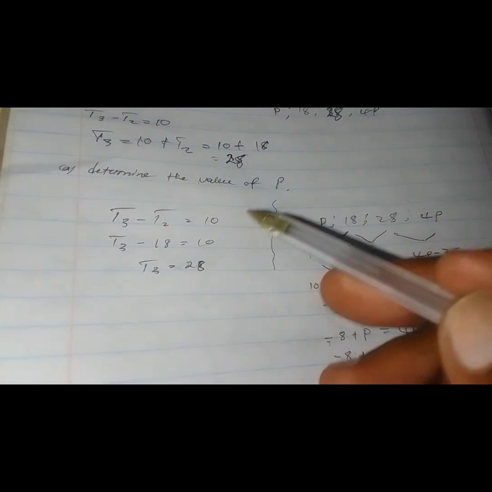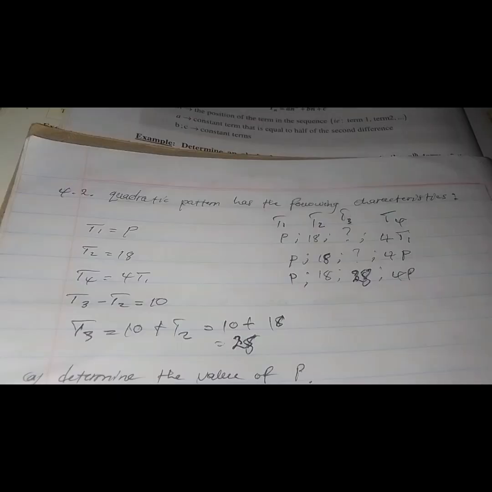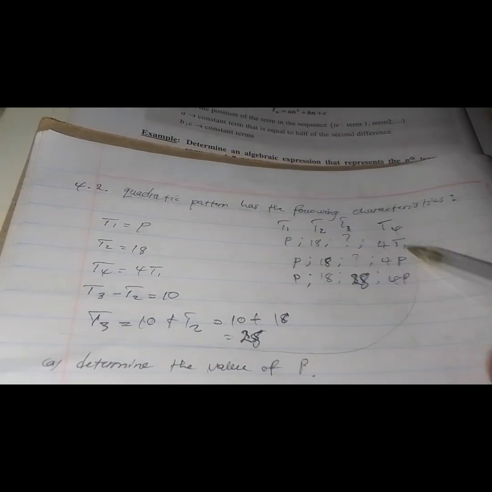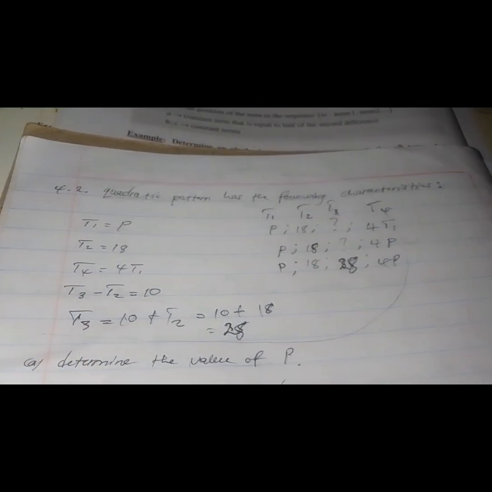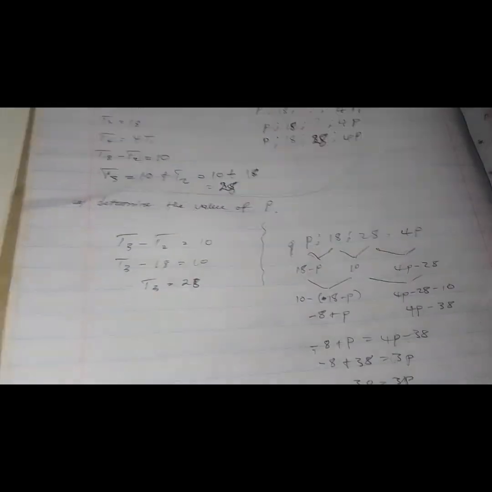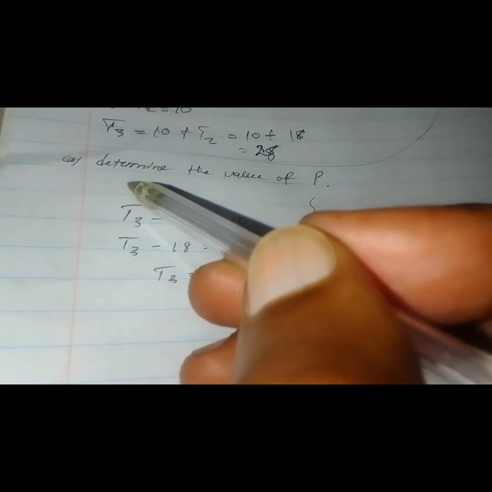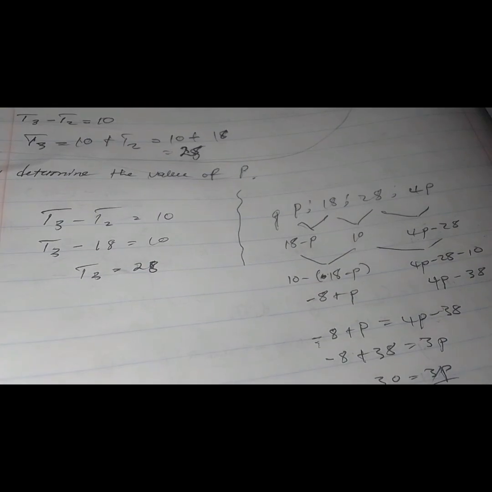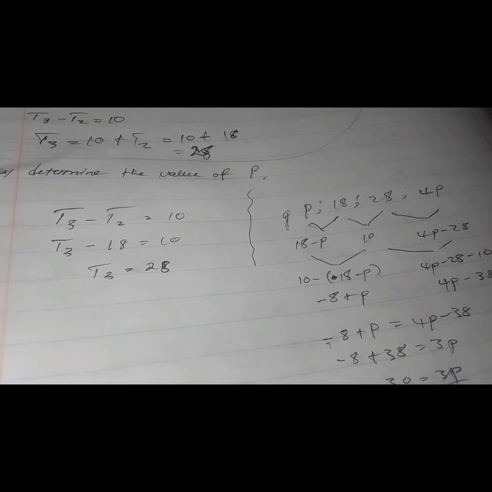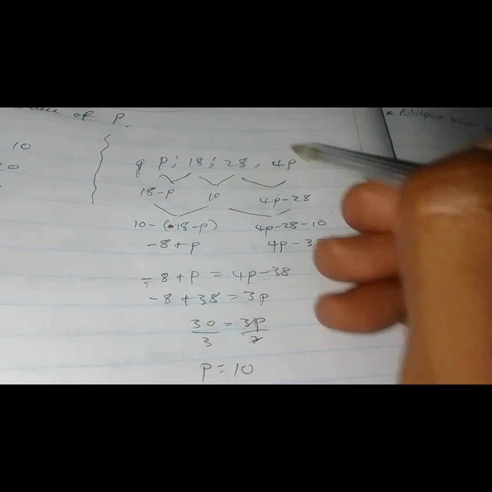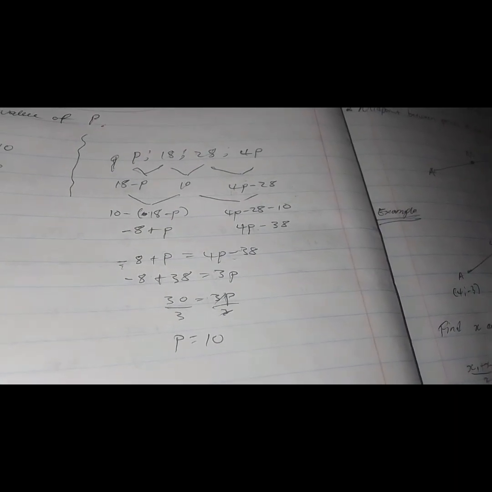So, our first question is, like I've said, guys, before you can attempt the questions, first do this, so that you can understand your following questions much better. On question A, determine the value of P. We need to find P, right? Our term 3 value is 28. Let's come to our sequence. Because we have P as our first term, we have P, 18, 28, and 4P.